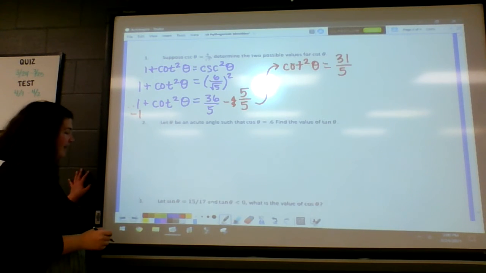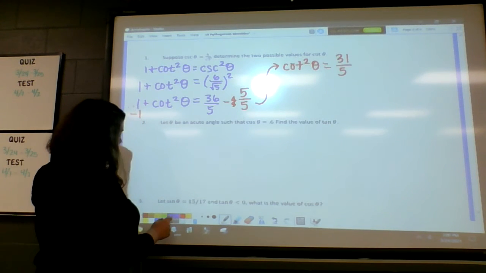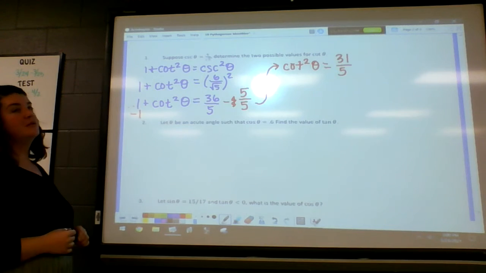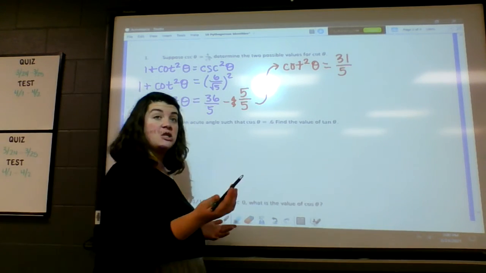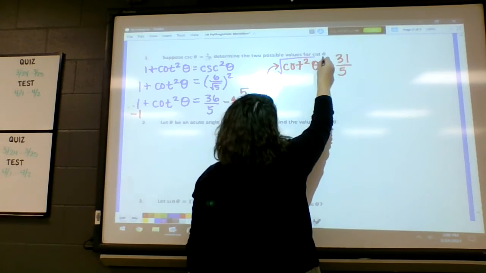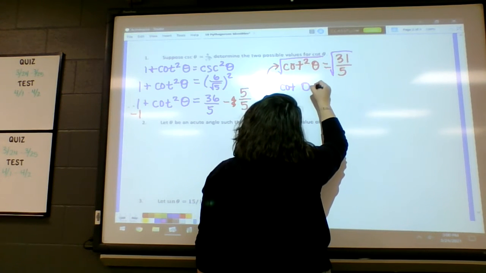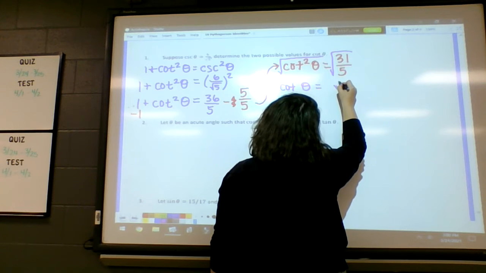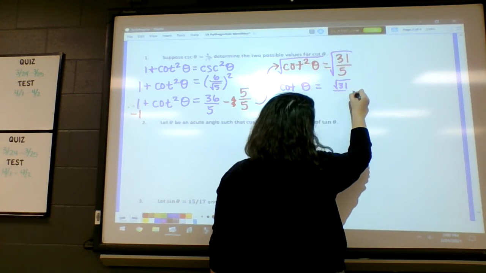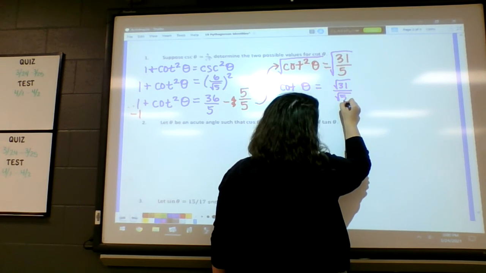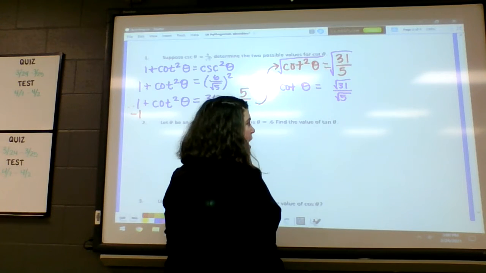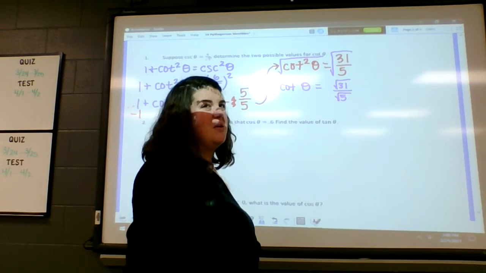And last but not least, to get cotangent completely alone, you've got to take the square root. It's being squared right now, so we'll square root it. And so cotangent of theta is going to be equal to the square root, and you can simplify this as the square root of 31 over the square root of 5, right? You can square root top, square root bottom. Neither of those are nice square roots, though, are they?